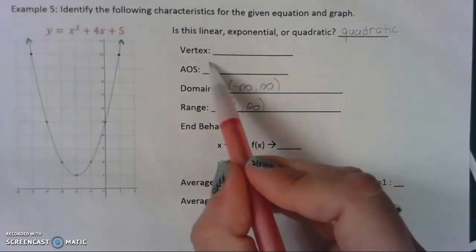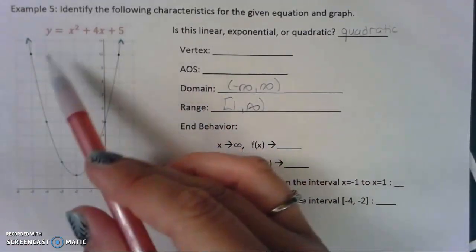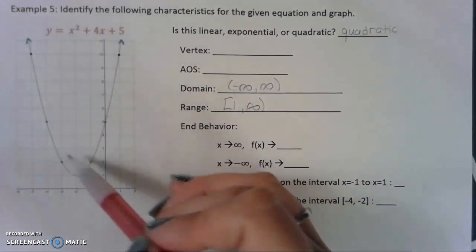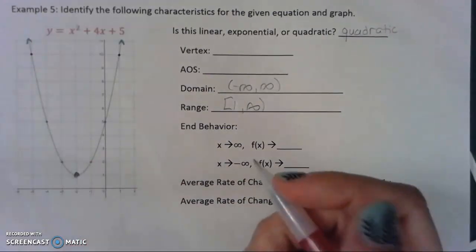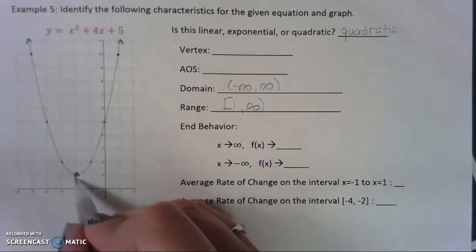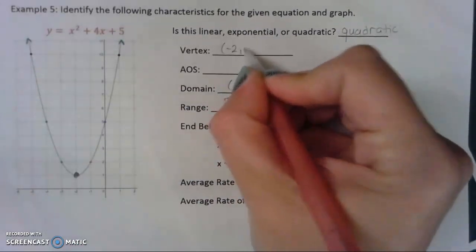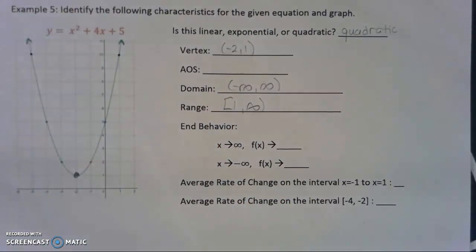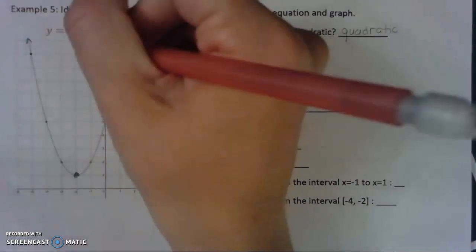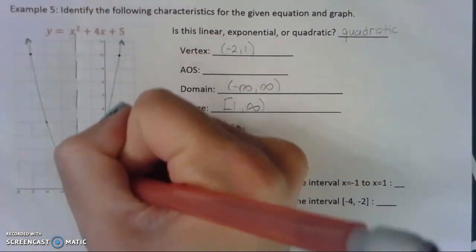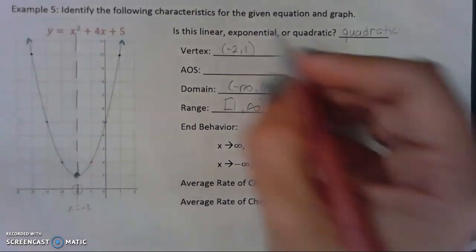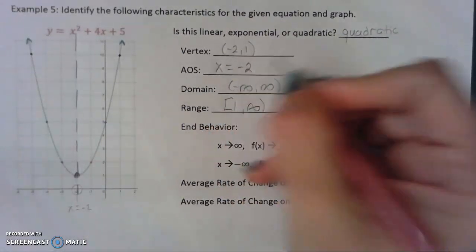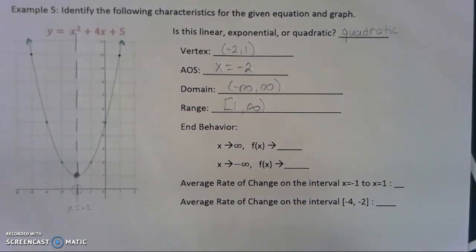Our vertex is either the highest or lowest. So on this, because it's opening up, that means we're going to have a min, which means that is where my vertex is. So my vertex is an ordered pair. This ordered pair is -2, 1. Remember, your axis of symmetry always should be going right through your vertex. It should be cutting the parabola in half. So what x value is this going through? It is going through -2. So x equals -2. It's a vertical line that's not really there.